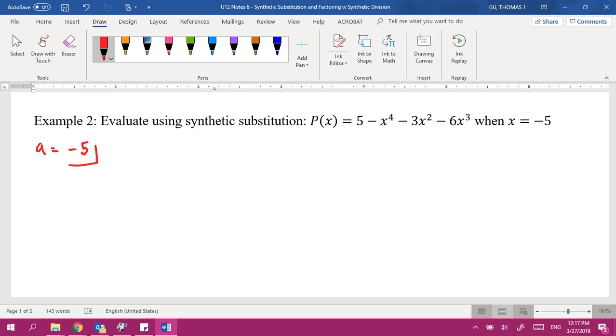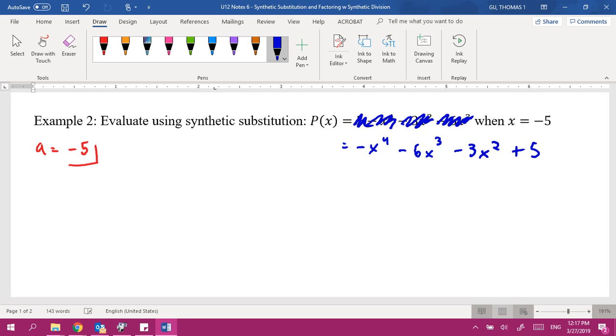It's not in standard form, yeah. So I need to put it in standard form. What would standard form be? What's after this? -3x squared. And lastly? +5. There we go. Okay, so now it's in standard form.